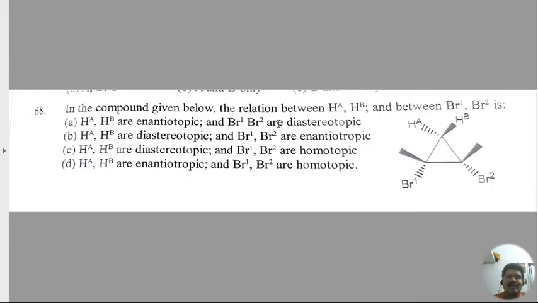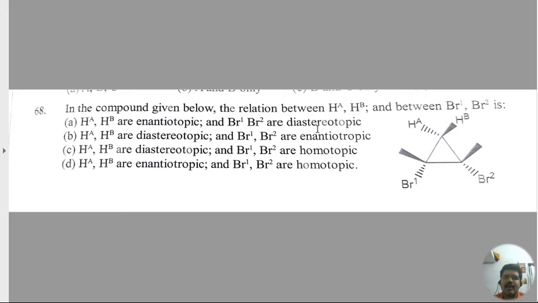Now look at the next question. In the compound given below, the relation between HA and HB and between Br1 and Br2. Here look at this compound. Here Br1 and Br2, if you are considering a plane passing through this HA and HB, this will be reflected. So that means Br1 and Br2 are enantiotopic. So which is the option? Br1 and Br2 enantiotopic, and HA and HB will be diastereotopic as well.